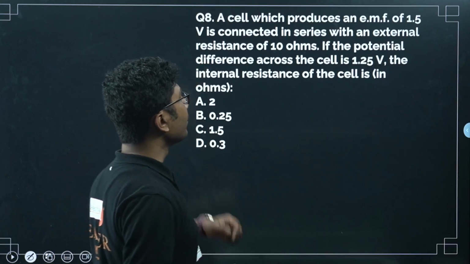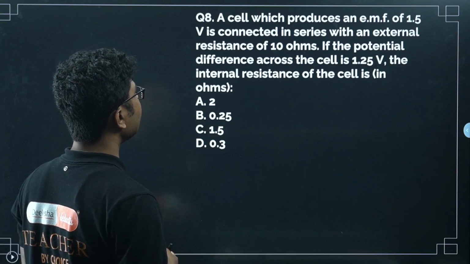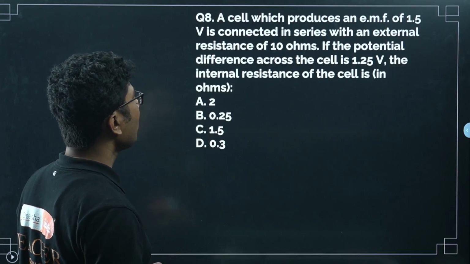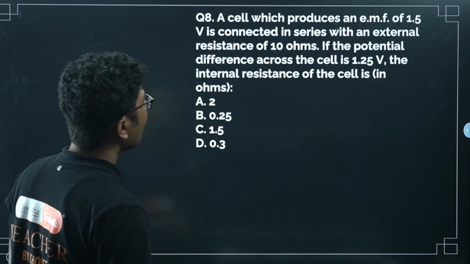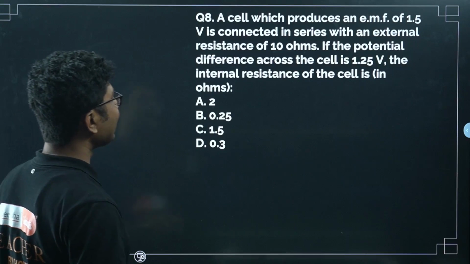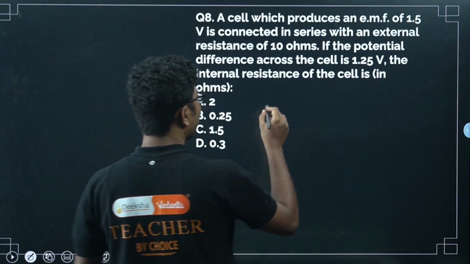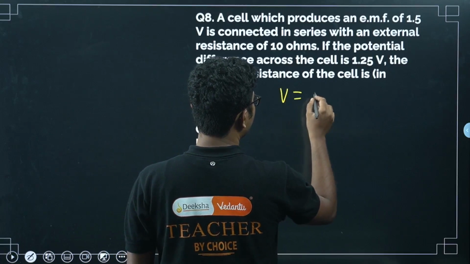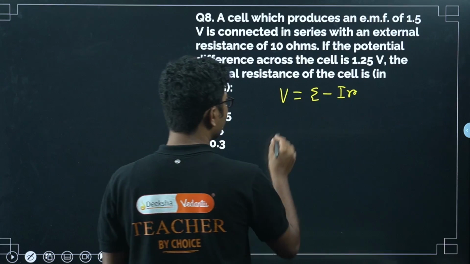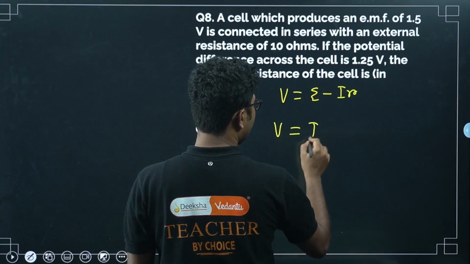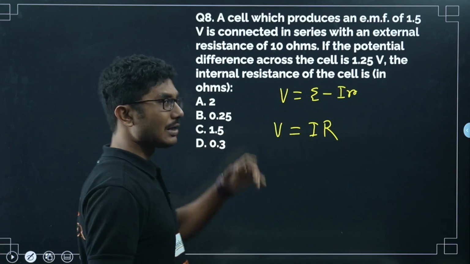Next, question number 8. A cell which produces an EMF of 1.5 volt is connected in series with an external resistance of 10 ohms. If the potential difference across the cell is 1.2 volt, the internal resistance of the cell is. So very interesting question. So we know that V is equal to epsilon minus Ir. That is one thing. Also V is equal to I times the external resistance. That is also true, right? Because that's how we calculated V.